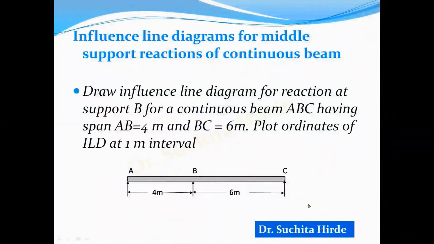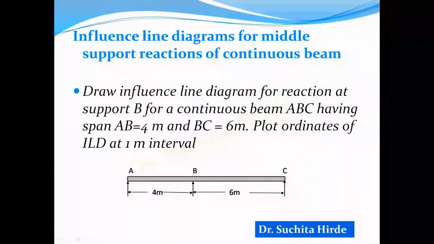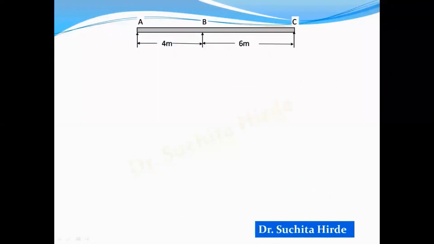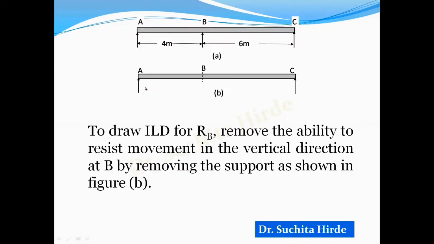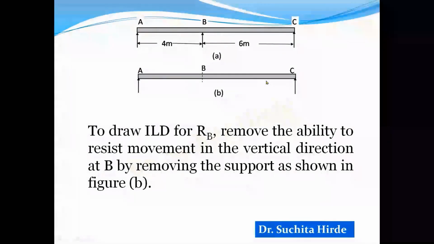So let us see how we can solve this problem. We are solving the problem using the Mueller-Breslau principle. This is the given beam and we want to draw the influence line diagram for RB. So first of all, what we will do? We will remove this reaction. To draw ILD for RB, remove the ability to resist the movement in vertical direction at B by removing this support. So if you remove the support, this beam will look like this.